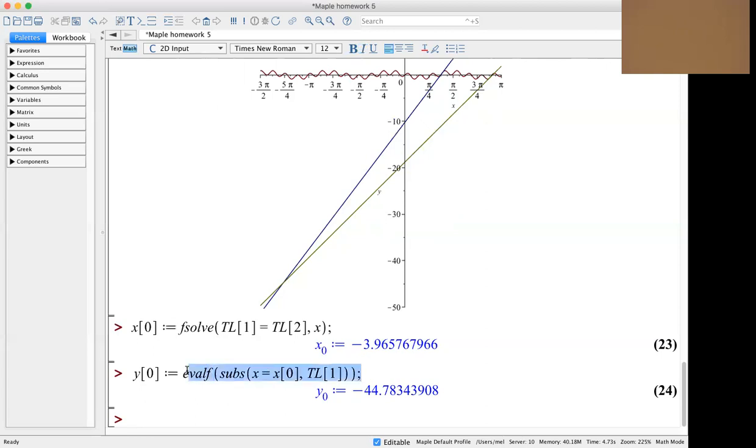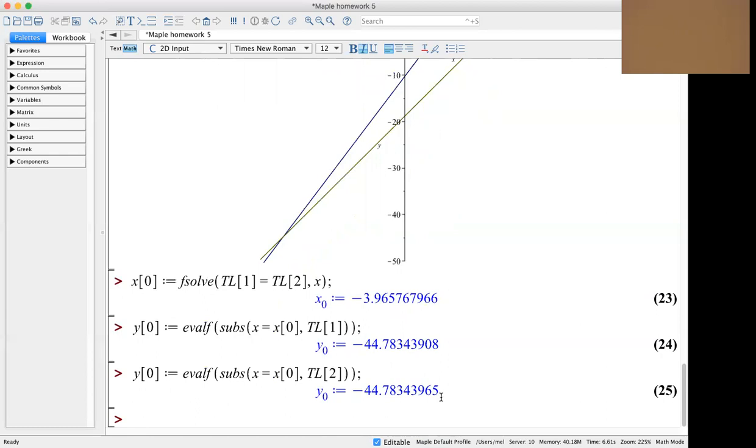And just to double check this is really correct, if I substitute this x into the equation of the second tangent line, I get almost exactly the same thing. This is just some error in the calculation, rounding errors. That's the coordinates of this point.